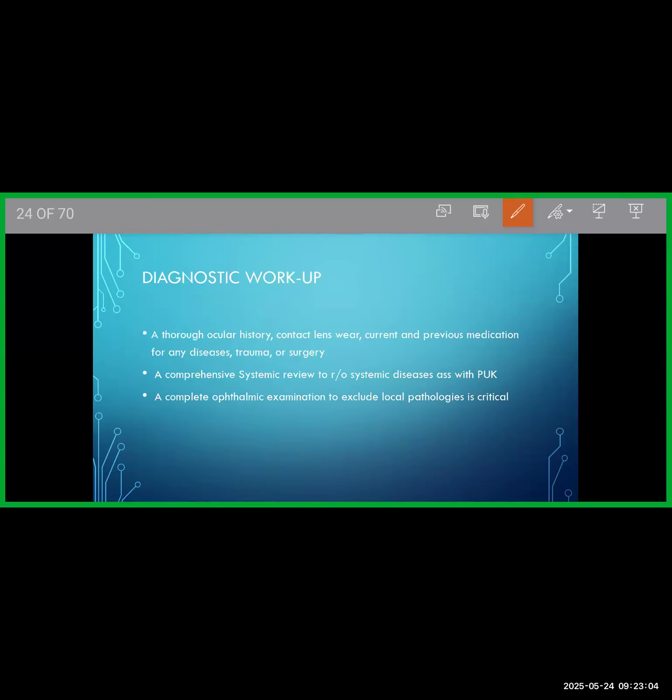Now, the diagnostic workup for patients that are suspected to have PUK entails a thorough ocular history of contact lens use, current and previous medication of any disease, trauma, or surgery. Then a comprehensive systemic review to rule out systemic diseases associated with the PUK. A complete ophthalmic examination to rule out local pathologies is critical.